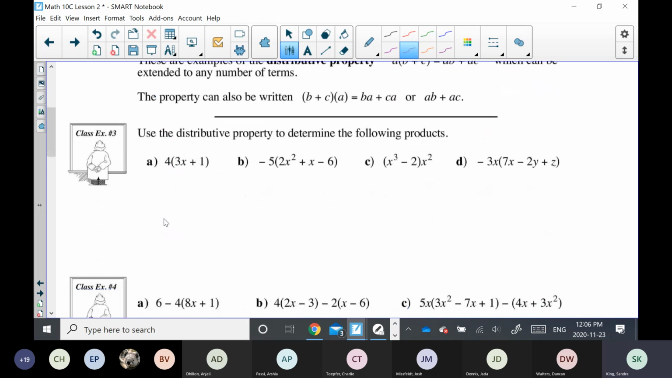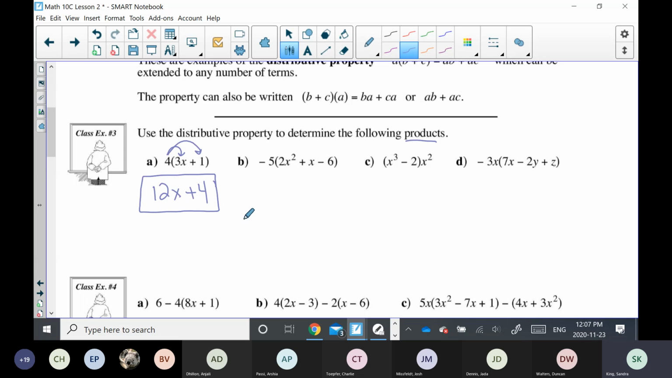So let's look at class example 3. Use the distributive property to determine the following products. So products means multiply. We want to get rid of the brackets. How we do that is we have to distribute this 4 into the bracket. Okay, 4 times 3x is 12x. 4 times 1 is plus 4. And that would be, without doing algebra tiles, how you would get the answer.